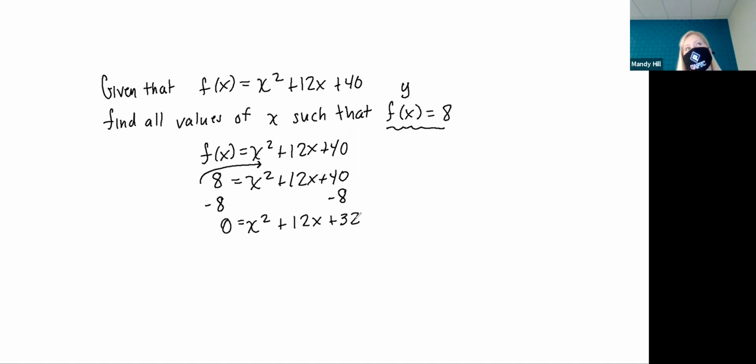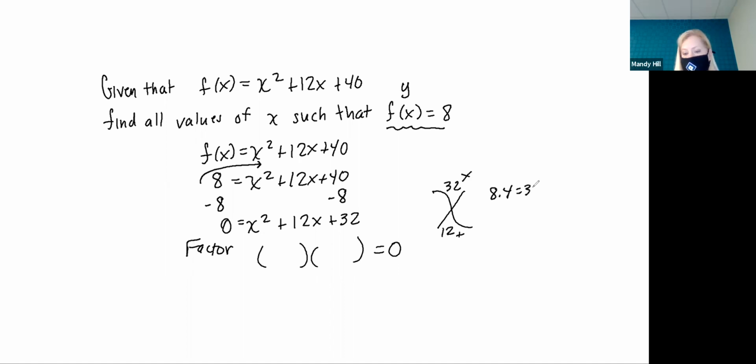40 take away 8 is going to get me 32. Once you've got it equal to 0, you want to factor. So we need to think of something that multiplies to 32, but adds to 12. 8 times 4, 32. 8 plus 4, 12. So those are my two numbers that need to go right here.